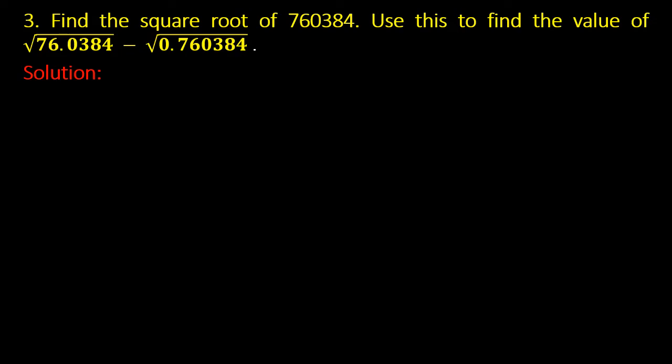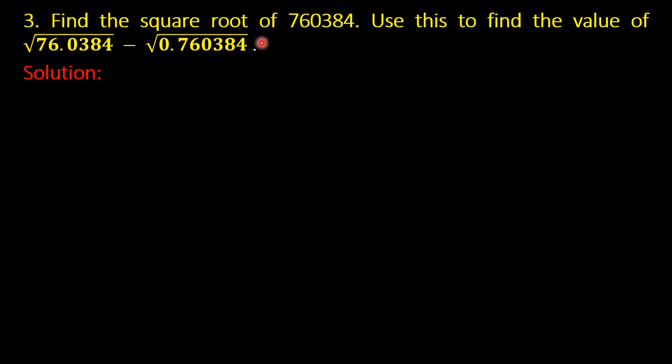Hello everyone. In this video, let me solve a few more advanced questions from exercise 3.7. The first question that I have taken here is question number 3. Find the square root of 7,60,384. Use this to find the value of under root 76.0384 minus under root 0.760384. So in the first part, we have to find the square root of this number, and we have to use the result we get from the first step in this expression to calculate its value.